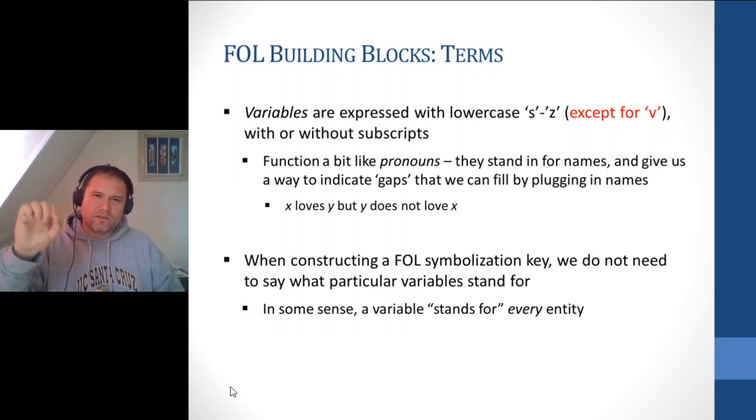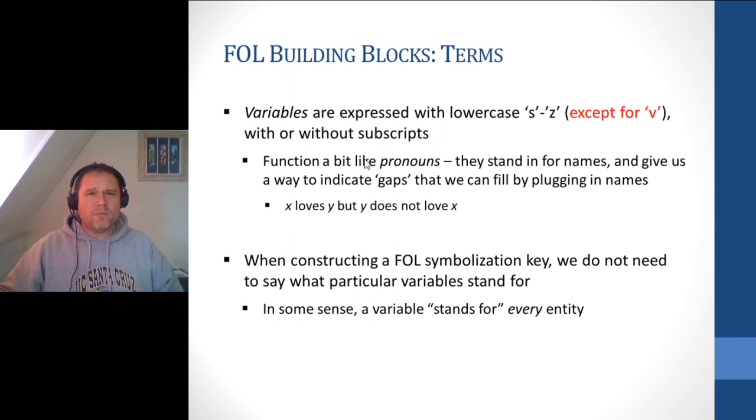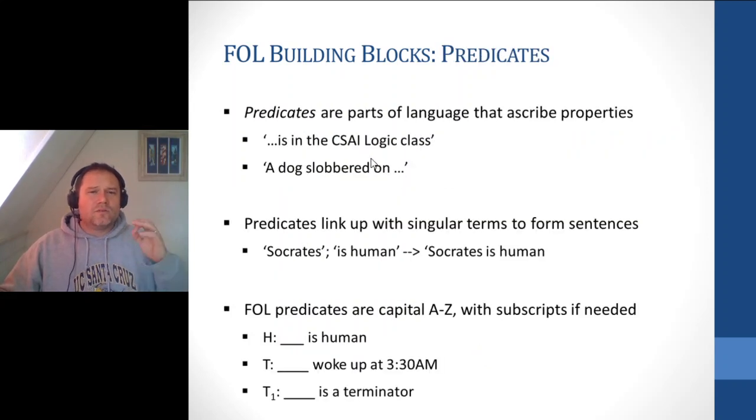So those are our two basic elements. At least at this level, we've got names, which denote particular individuals without any ambiguity. And we have variables that function a little bit like pronouns, and we never need to specify what they stand for. So to go along with names and variables, we have predicates. Now, predicates in natural languages are basically parts of language that ascribe properties. So for example, if we think about this phrase, "is in the CSAI logic class," or "a dog slobbered on," these are predicates.